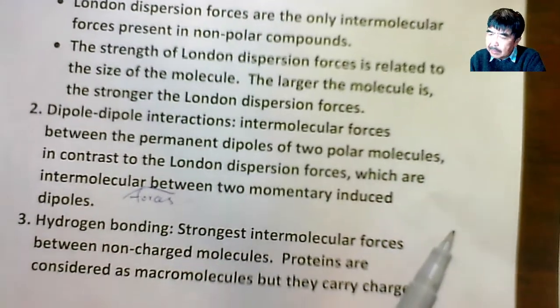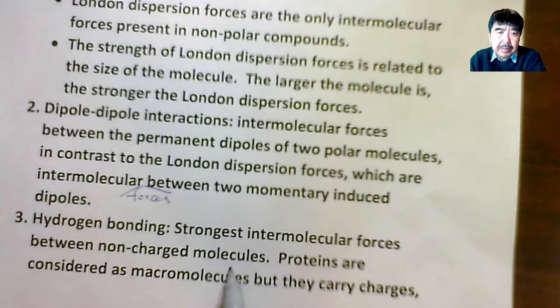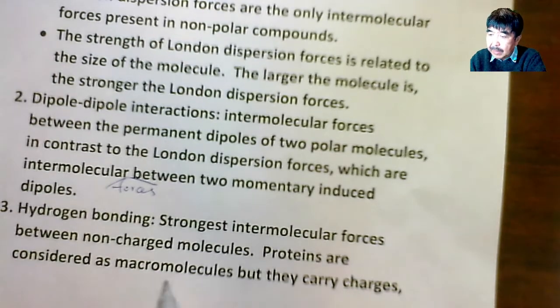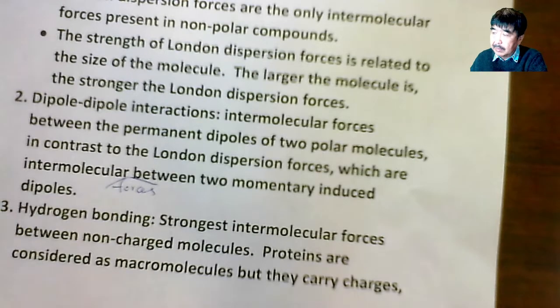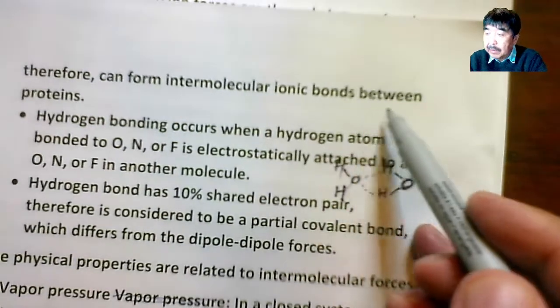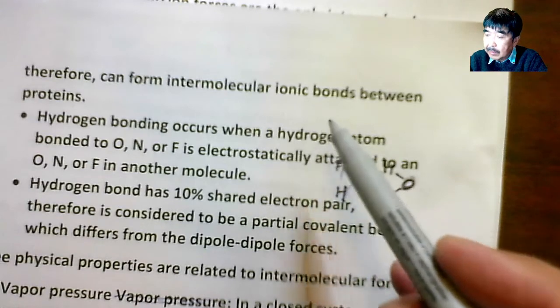The third one is called hydrogen bonding. Hydrogen bonding is considered the strongest intermolecular force between molecules. Most of the molecules are non-charged, except the proteins. Proteins are considered macromolecules, but they carry charges. Therefore, ionic bonds can be formed between proteins. We know that an ionic bond is stronger than a hydrogen bond.